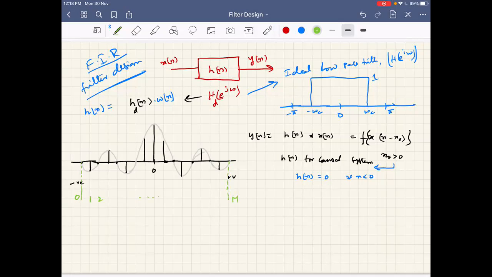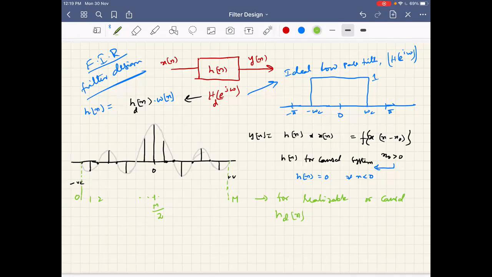So the impulse response for a realizable or causal hd of n is the modified version of hd of n. We delay the impulse response of hd of n to make it realizable, such that the peak of hd of n, the sinc function, comes roughly at m by 2. Fine. So that way we can easily realize the corresponding system h that we wish to realize as a filter, and it is causal.